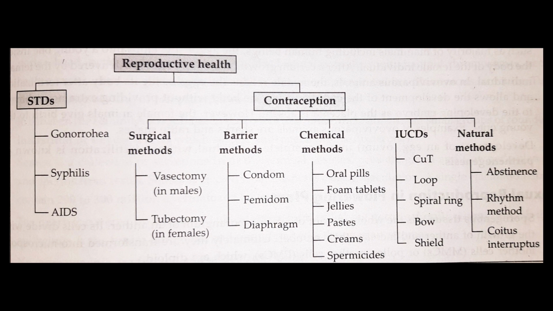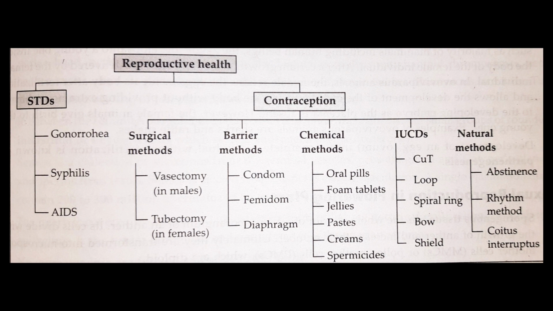Chemical methods. Foam tablets, jellies, pastes, creams and spermicides are some common chemicals used by females. These are placed in vagina. These chemicals adhere to the mucous membrane and immobilize and kill the sperms. Oral pills are also used to check ovulation. These are mainly hormonal preparations and contain estrogen and progesterone. They are called oral contraceptives.